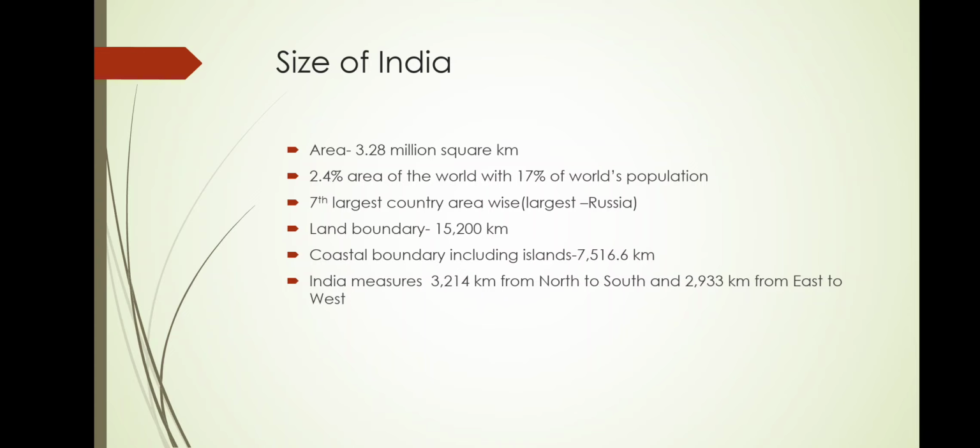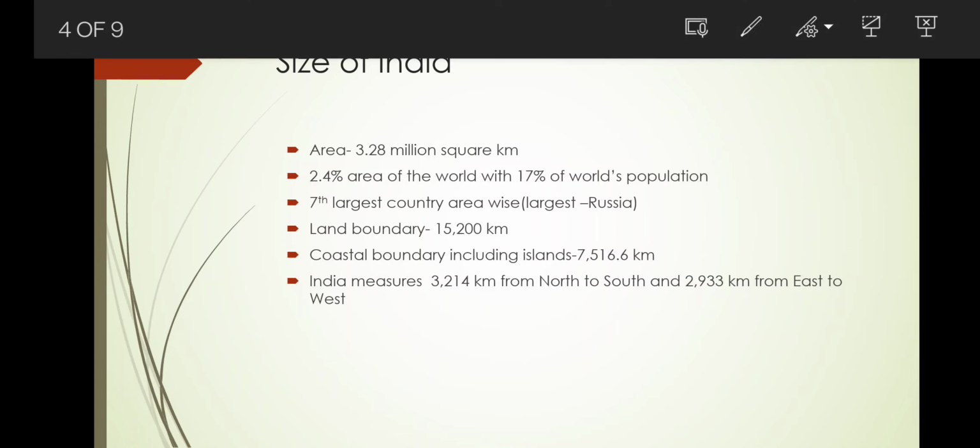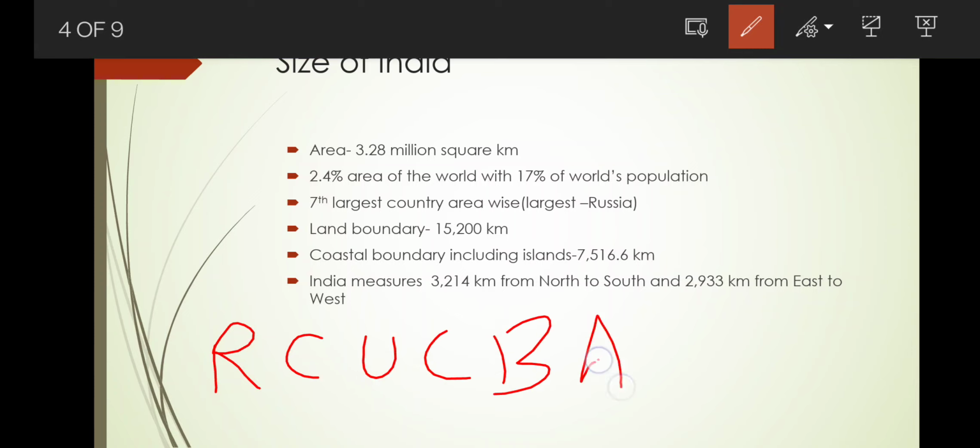I have a short trick for you, which is this: RCUCBAI. So it is RCUCBAI. Now here we can understand this as Rukubai. So you will understand R for Russia, C for Canada, U for USA, C for China, B for Brazil, A for Australia, and I for India. So this way you can remember the Rukubai for the 7 largest countries of the world.